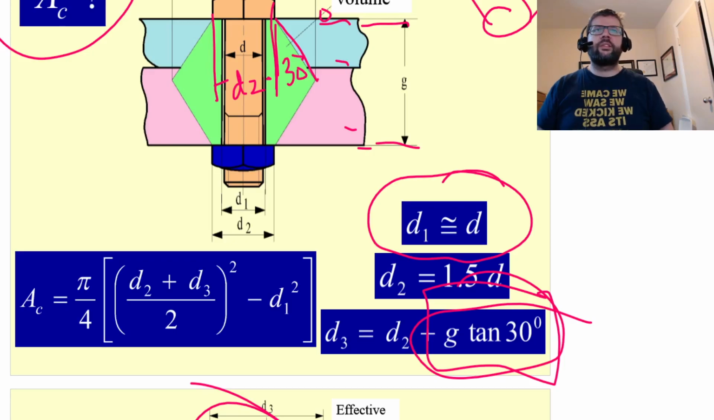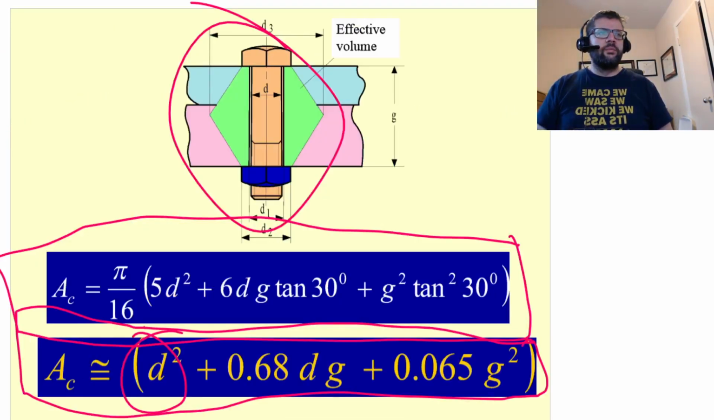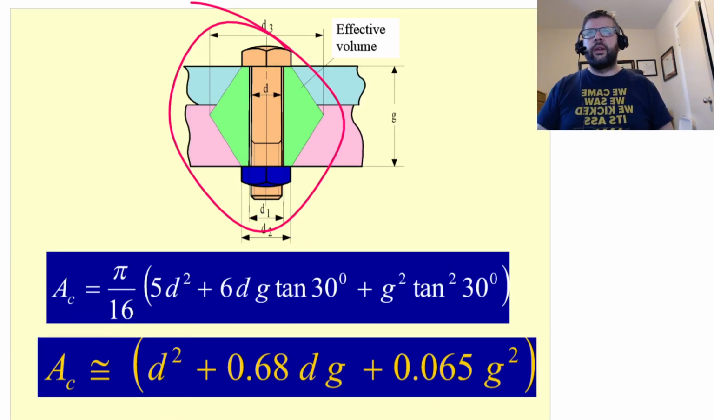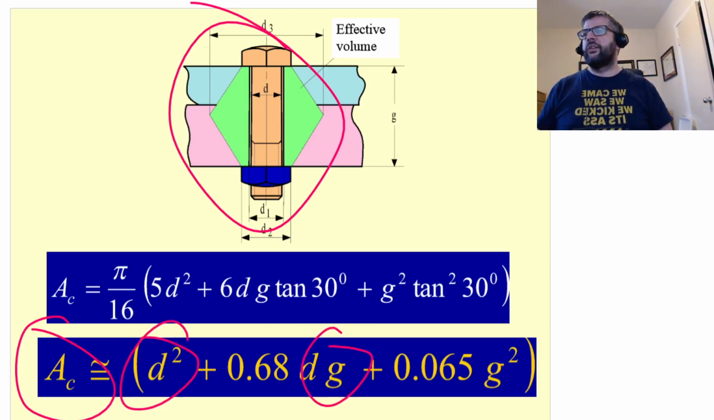And then this D2 term here, basically the diameter of the head of the bolt and the nut, is typically about 1.5 times the D. So based upon those, we can get a reasonable approximation of the effective cross-sectional area of the joint as a function of the size of the bolt and the thickness of the joint.